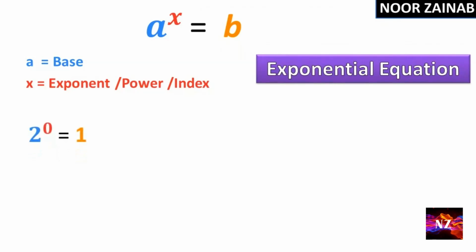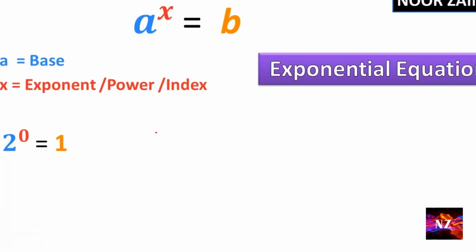Any non-zero number which is raised to the power of 0 equals 1. This happens because dividing a number by itself equals 1. For example, 2 divided by 2 equals 1. So any number raised to the power of 0 equals 1. As you can see, if we divide 2 raised to power 1 by 2 raised to power 1, we get 2 raised to power 1 minus 1, which is 2 raised to power 0, which equals 1.